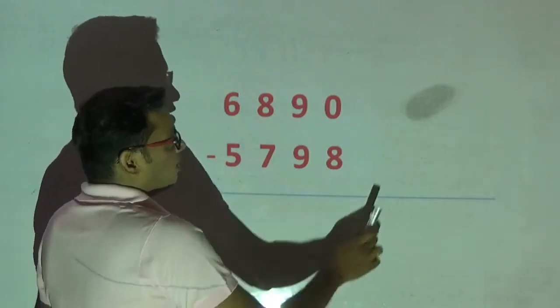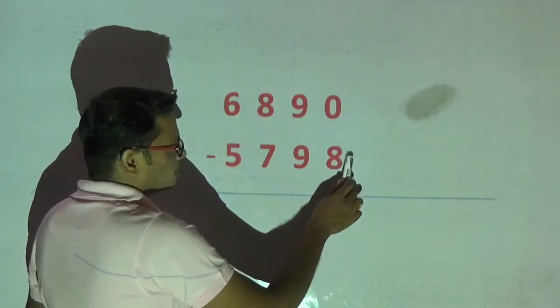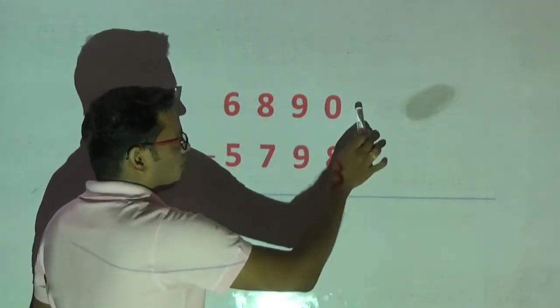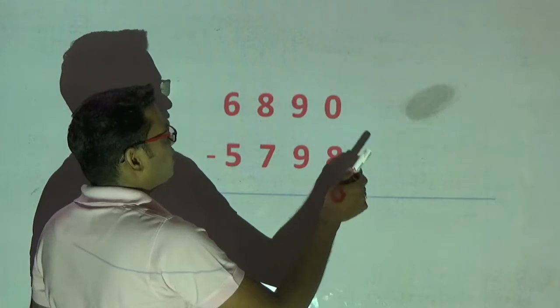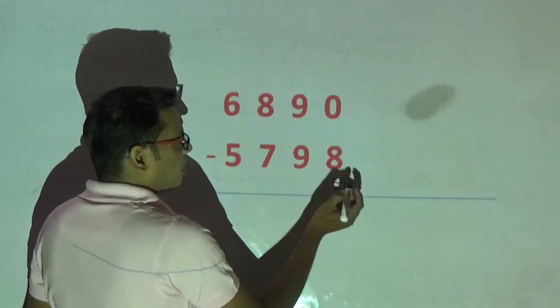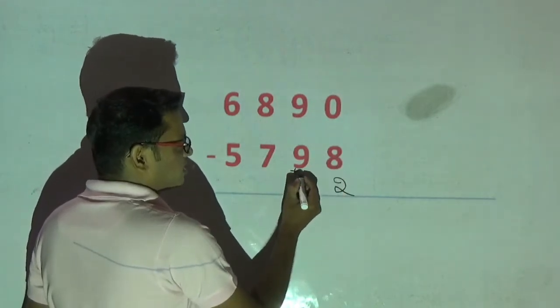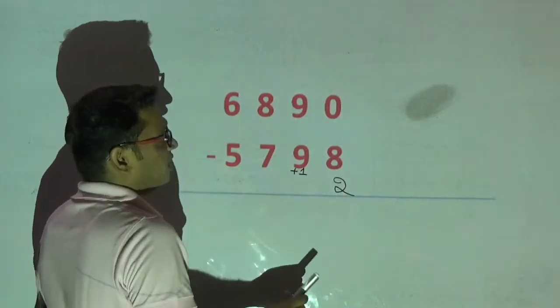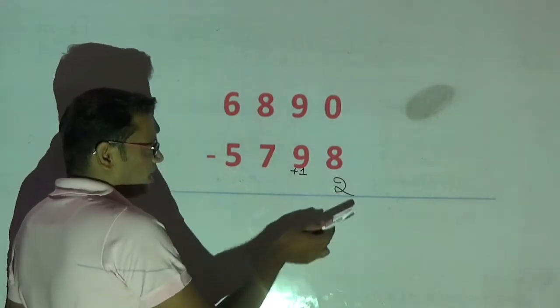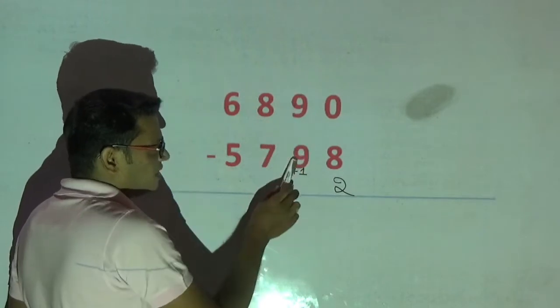Now please observe, whenever you are unable to subtract from the above number, subtract it from 10. 0 minus 8 is not possible, therefore I will subtract it from 10. 10 minus 8 is 2. Whenever you subtract from 10, increase the next number by 1. Got it? Whenever you subtract it from 10, increase the next number by 1. 9 plus 1 is 10. 9 minus 10, is it possible?